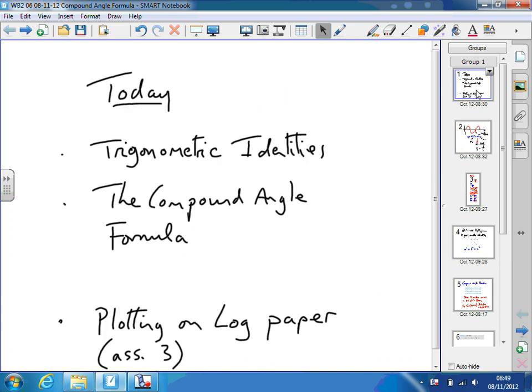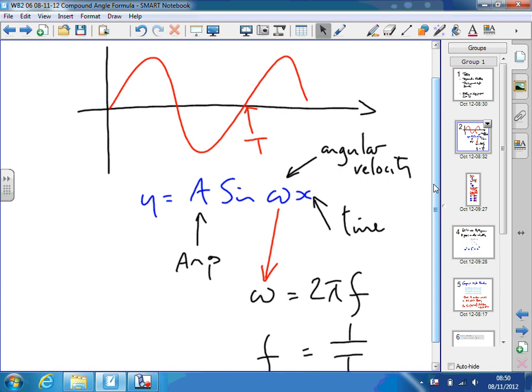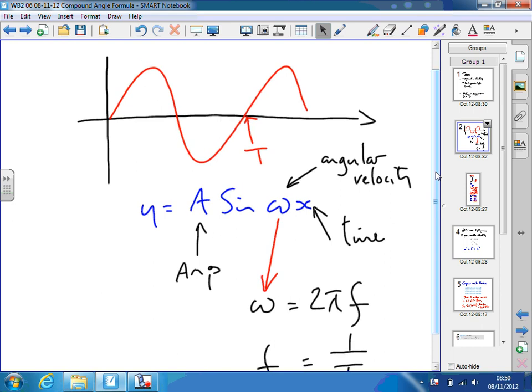So these trigonometric identities and the compound angle formula I want to look at, hopefully we'll get a chance to look at this, but possibly not as we're running a little bit late. Start off just by reminding you of this wave function. So I've done a few pre-prepared slides this time, which I hope you're familiar with.